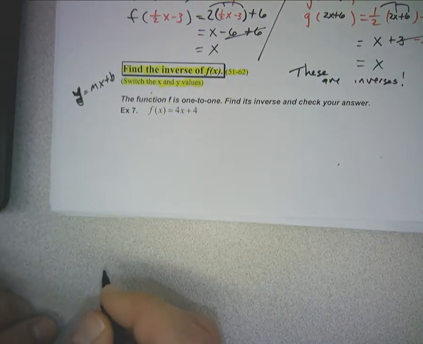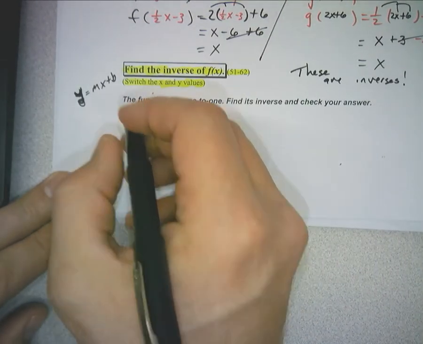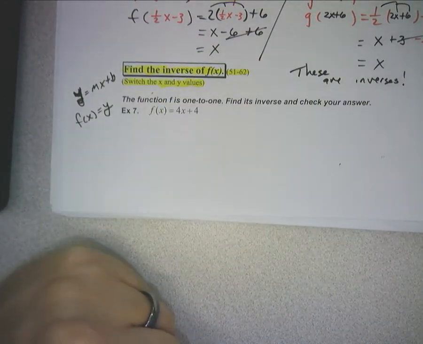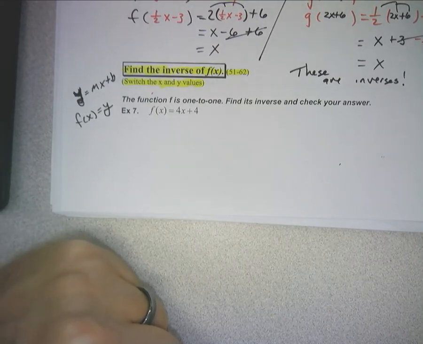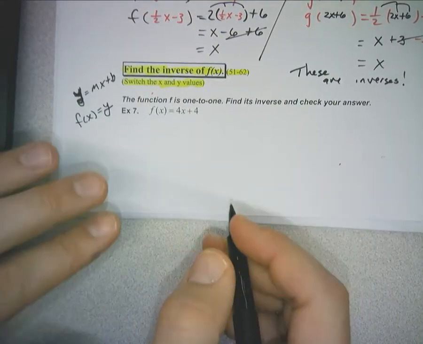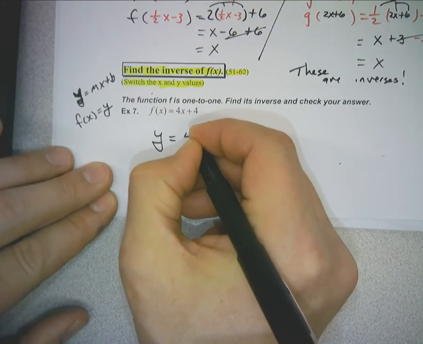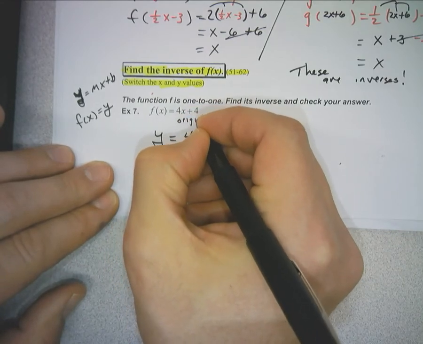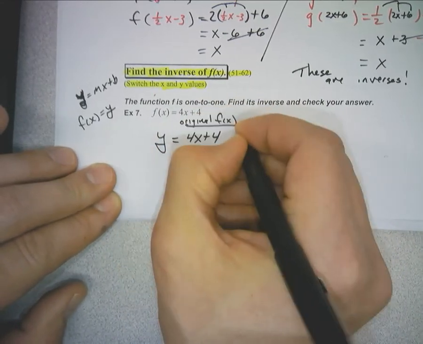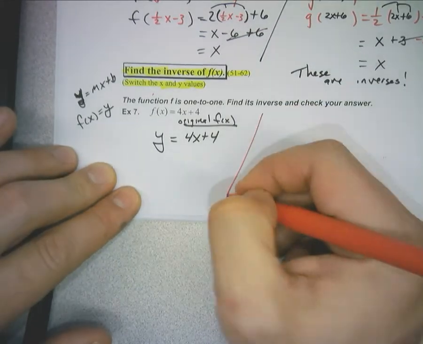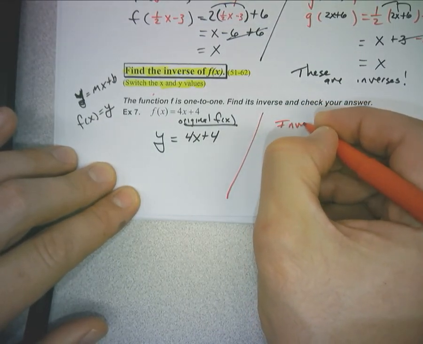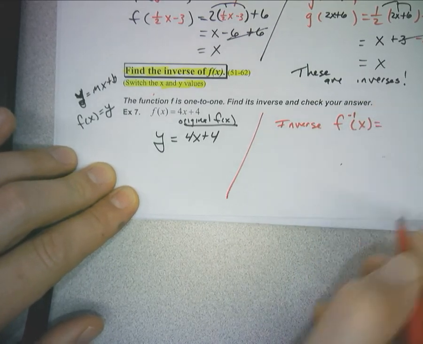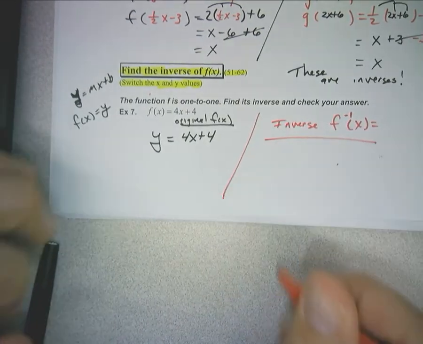You guys have a case of the Tuesdays, I think. Isn't f of x the same thing as y? You remember that function notation? Don't forget, f of x is the same thing as y. So if I'm going to switch my x's and y's, it's better to rewrite this. This is my original function, and now I want to come up with the inverse of f of x.